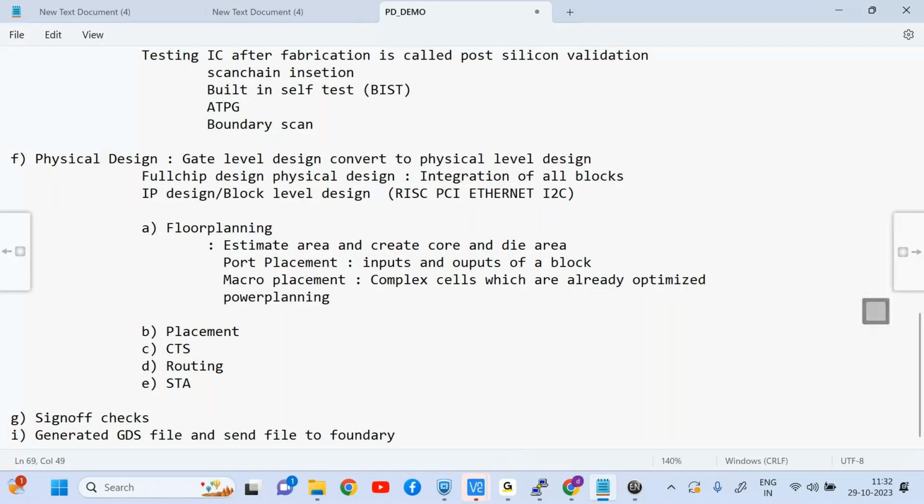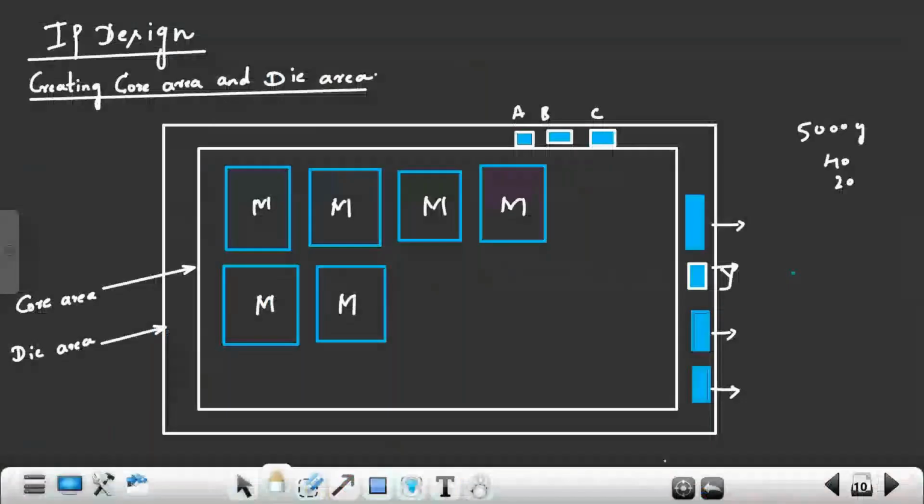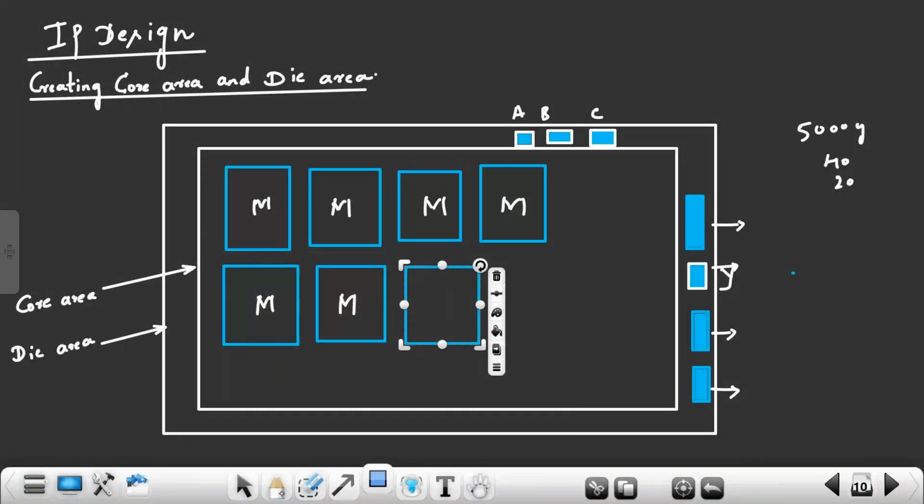Analog design engineers will design it and they will draw the layout. That layout you directly use in your design. This is an analog macro. Even I can use analog macros.